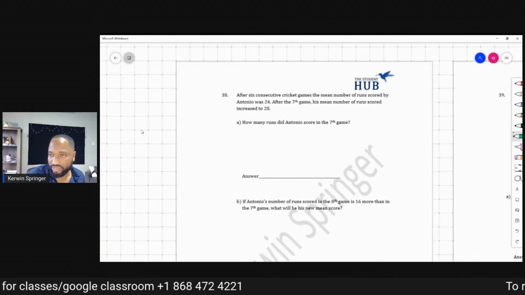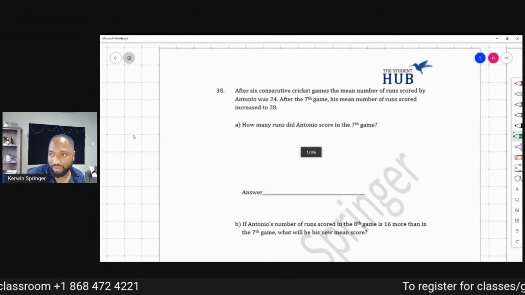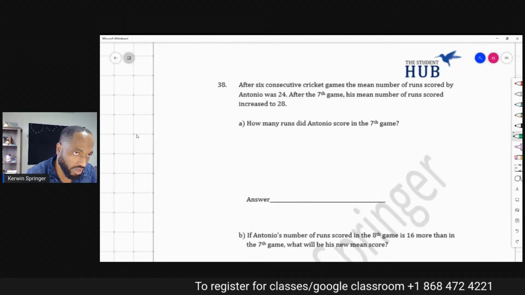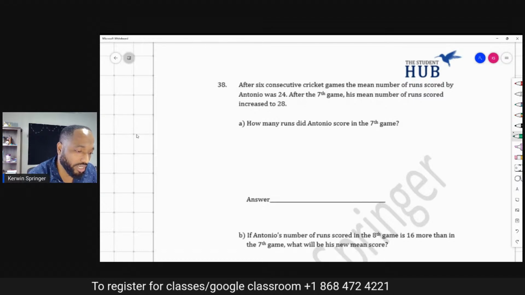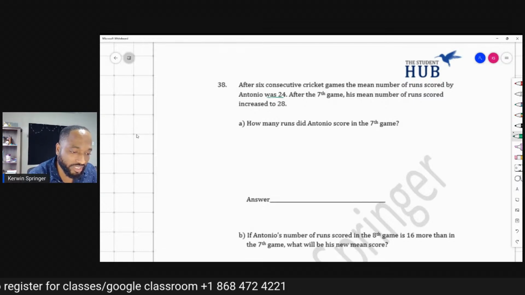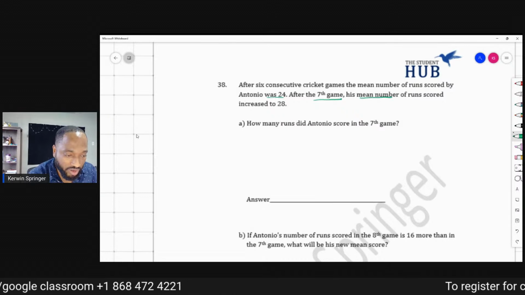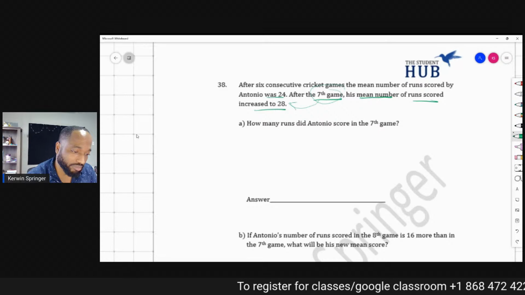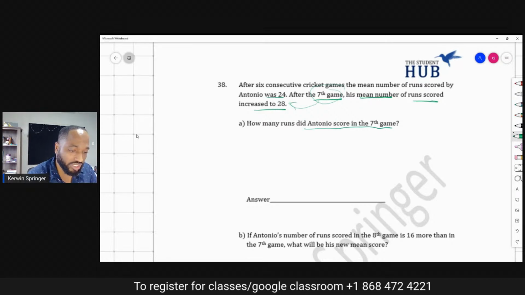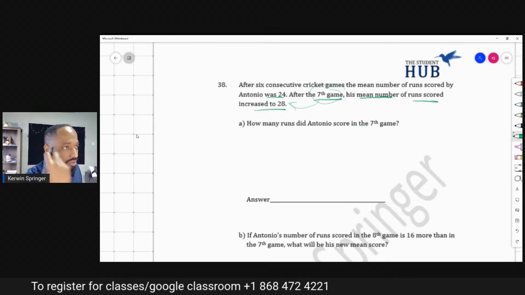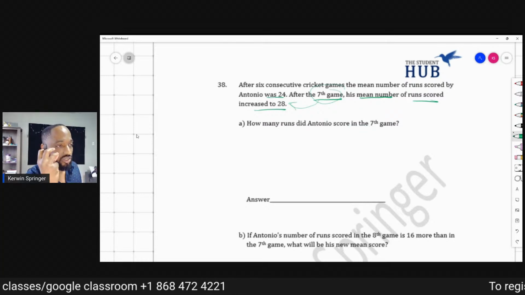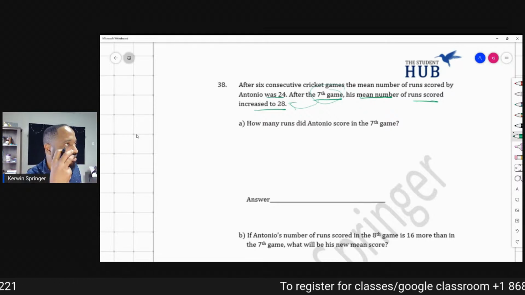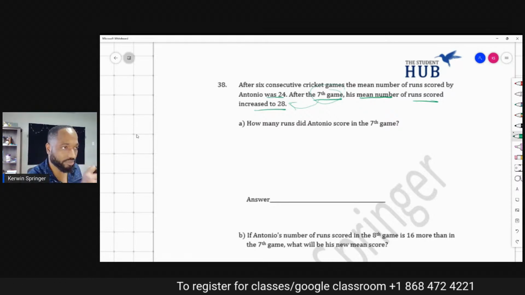Question 38. After 6 consecutive cricket games, the mean number of runs scored by Antonio was 24. After the 7th game, his mean number of runs scored increased to 28. He made a big score, because the average went up. How many runs did Antonio score in the 7th game? So the trick with these mean questions is to find the total. Find the total before, find the new total, and work it out with the mean.